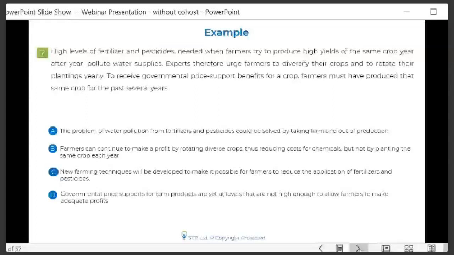"Can" is the word to be noticed here. They can, thus reducing costs for chemicals. So far we can infer from the passage. But look at the next half: but not by planting the same crop each year.